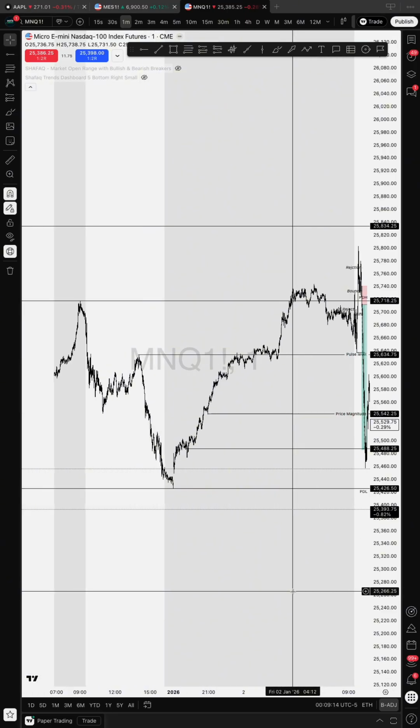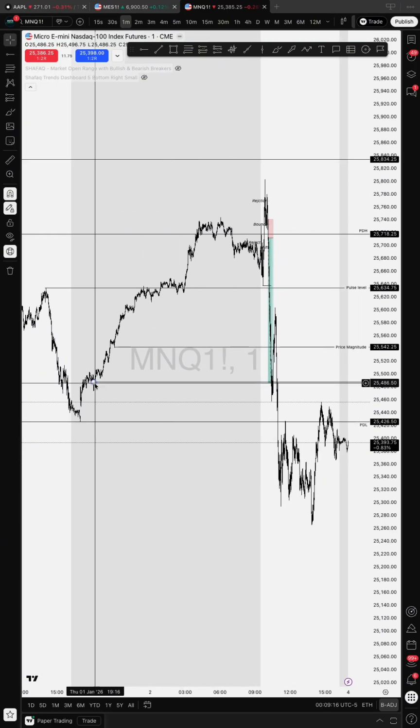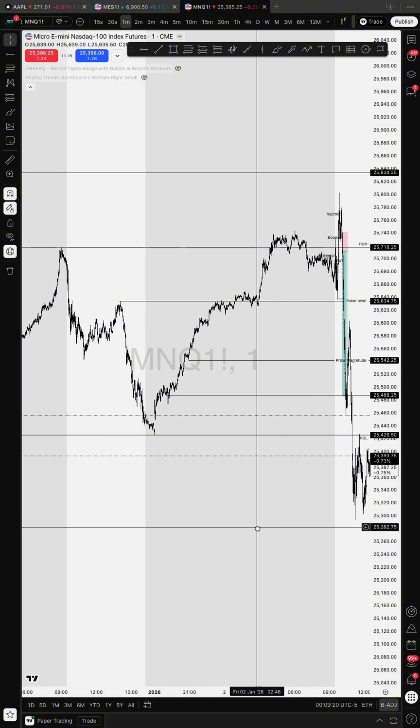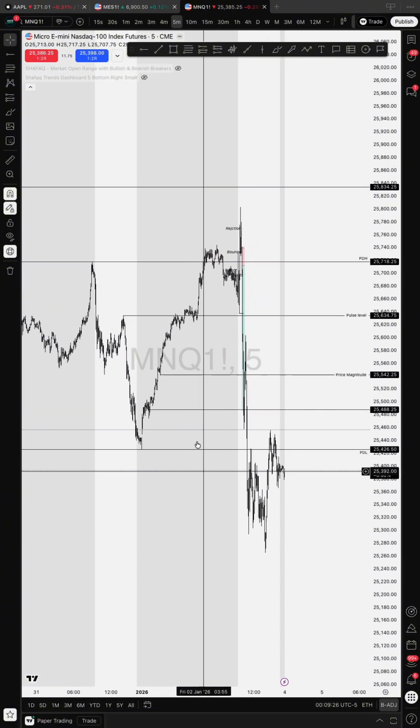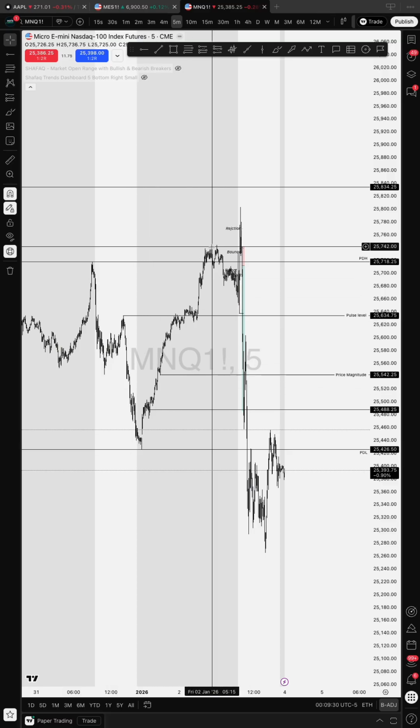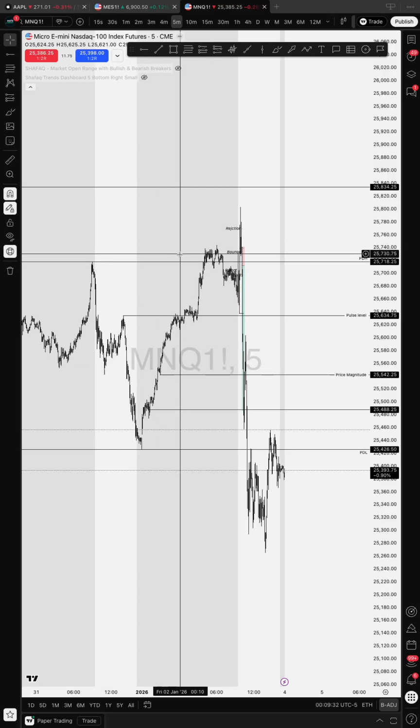Why was my bias bearish today? Just because in the overnight session we had around a 200 to 300 point move to the upside. If you go to 5 minutes, you can see that we have a huge pullback to the upside. It took a major liquidity, which is the previous day high.